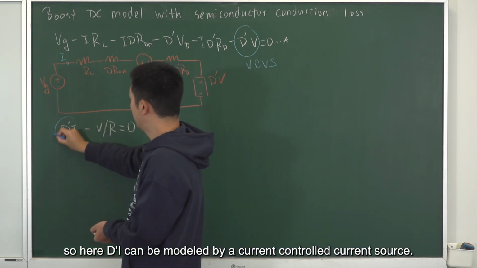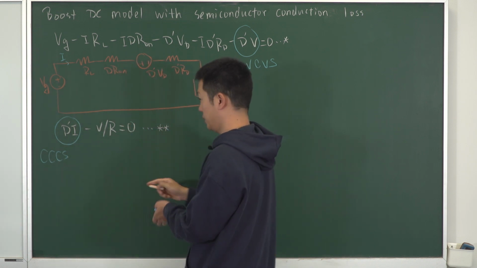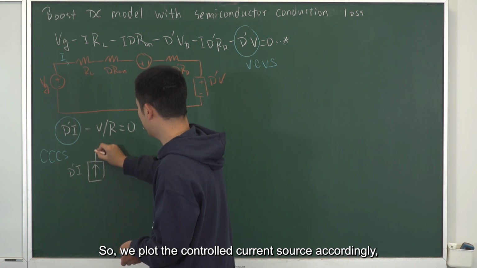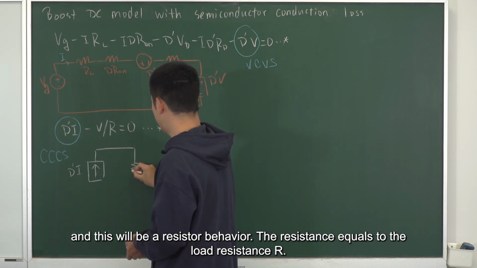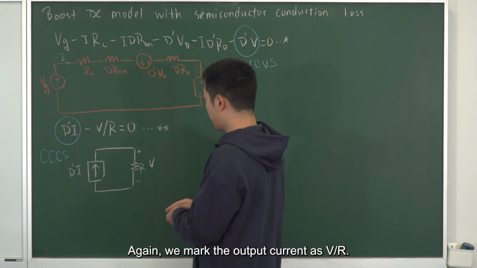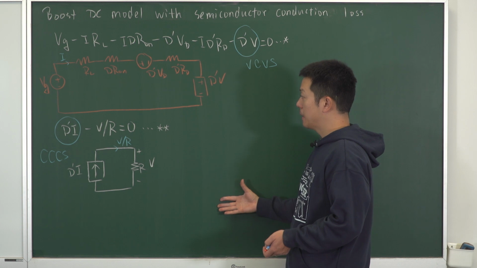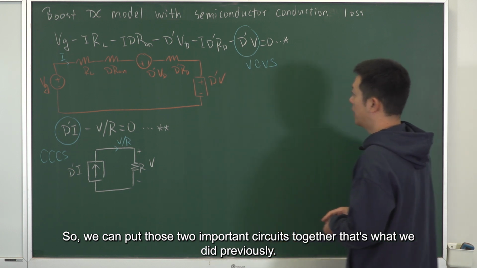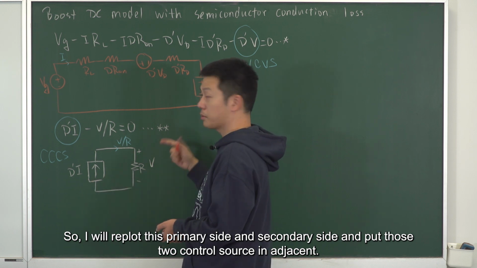Based on this equation, we can also construct a circuit. Here, D prime I can be modeled by a current-controlled current source. So we plot the controlled current source accordingly. And this will be a resistor. The resistance equals to the load resistance R. Again, we mark the output current as V over R. So we can put those two equivalent circuits together as what we did previously, right?